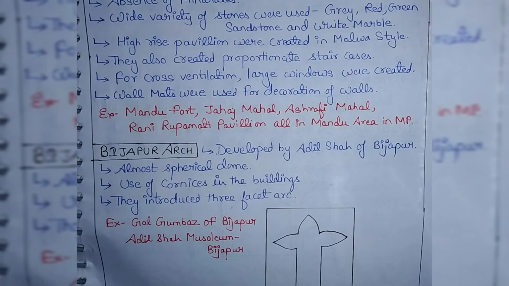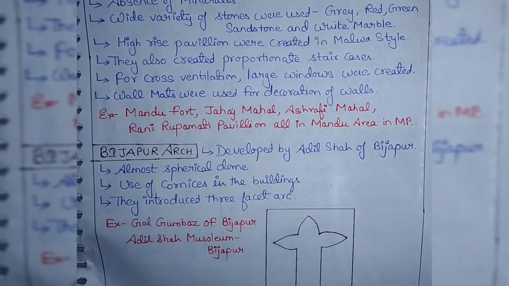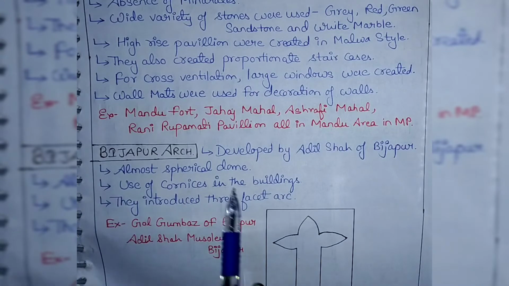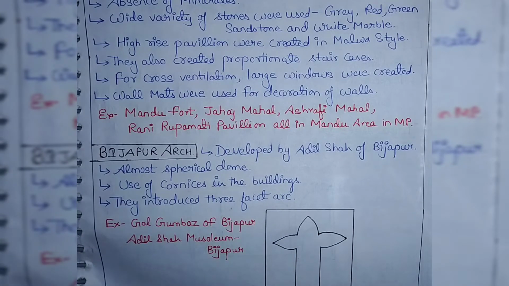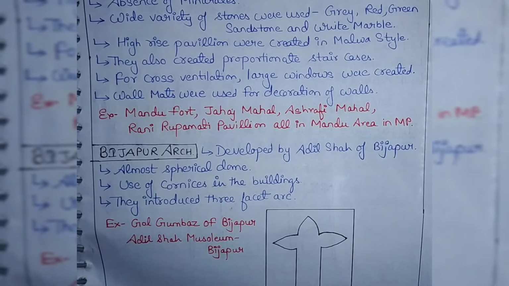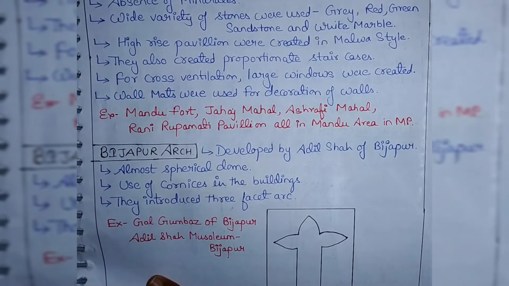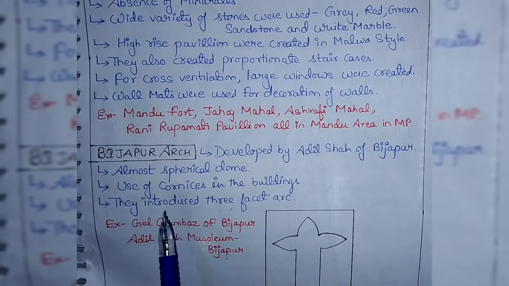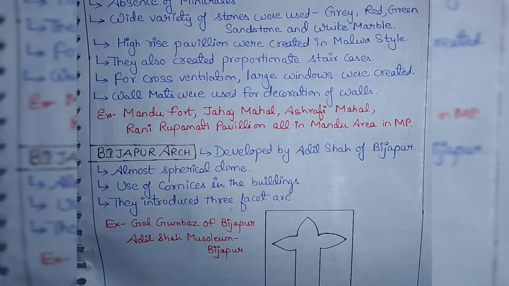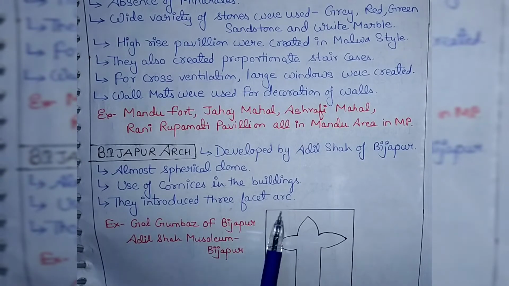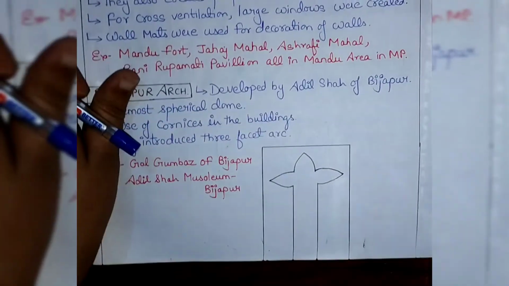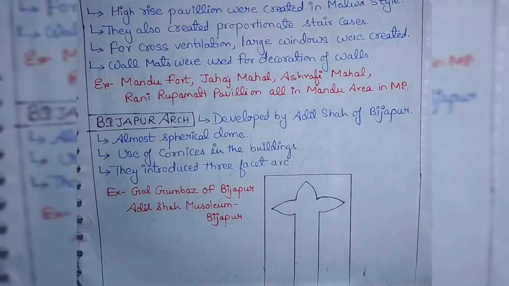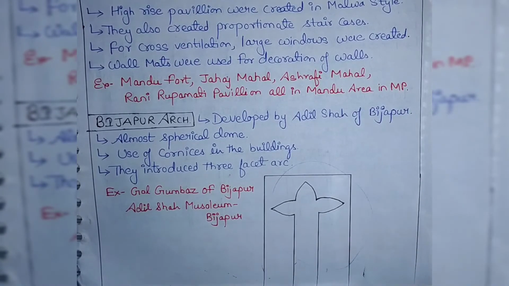Next is the Bijapur architecture. It was developed by Adil Shah of Bijapur. The domes which were made were almost spherical. Use of cornices in the buildings. Cornice is nothing but the chhajja, as we call it in Hindi. They introduced the three facet arch. You can see in the diagram, three facet arches are made. So this was the structure which was made during that time.